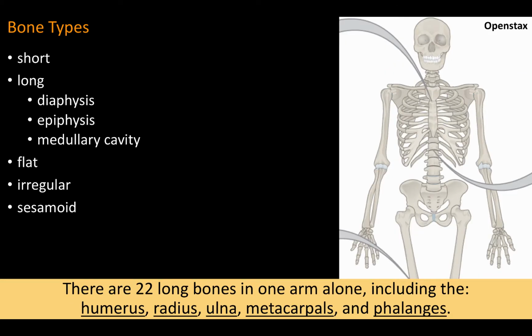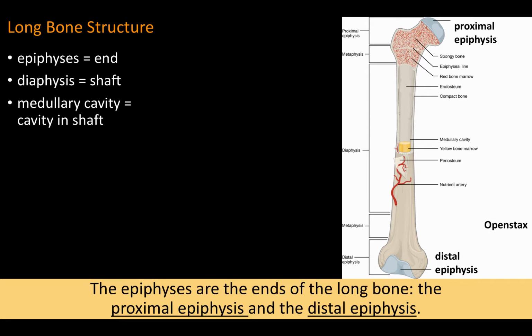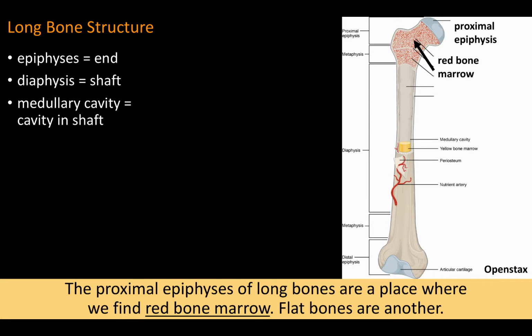There are 22 long bones in one arm alone, including the humerus, radius, ulna, metacarpals, and phalanges. The long bones have a general structure that is of interest to us. We'll cover the three basic parts. The epiphyses are the ends of the long bone, the proximal epiphysis and the distal epiphysis. The proximal epiphyses of long bones are a place where we find red bone marrow.